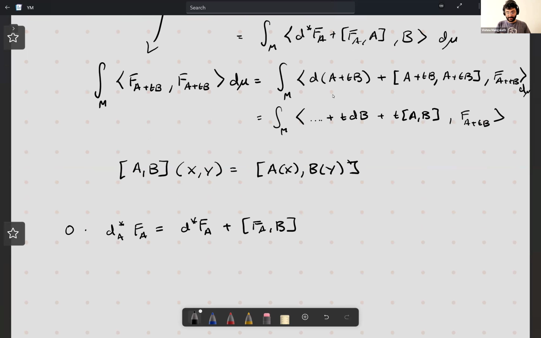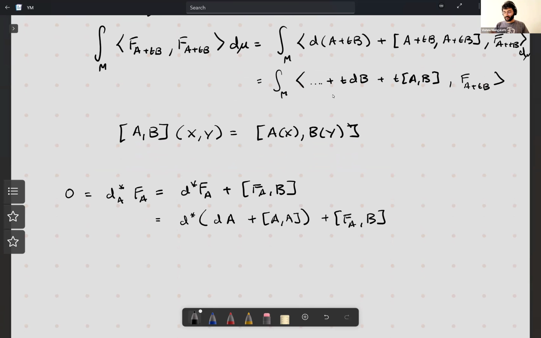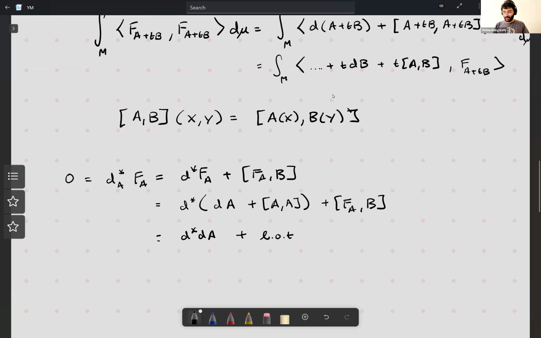And this is the Yang-Mills equation. Now I'll plug in my value for FA, which is D star DA plus A comma A, plus FA comma B. Basically, I'll ignore all the lower order terms and just get D star D A plus lower order terms, because the ellipticity of the equation only depends on this term here, right?